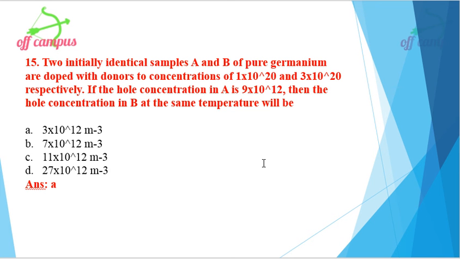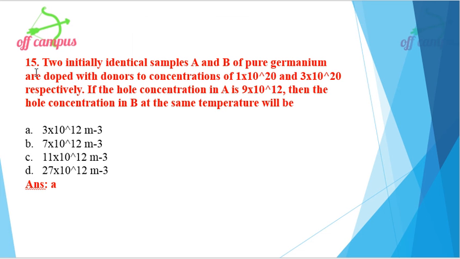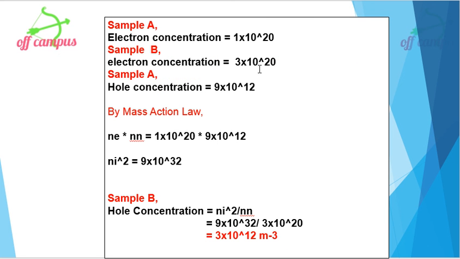So what is given? Two identical samples of pure germanium. Donor concentration, which means electron concentration, is given for samples A and B, and hole concentration is given for sample A only. So we need to find the hole concentration for sample B. For sample A, the electron concentration is 1 into 10 power 20. For sample B, the donor concentration, otherwise called electron concentration, is 3 into 10 power 20.